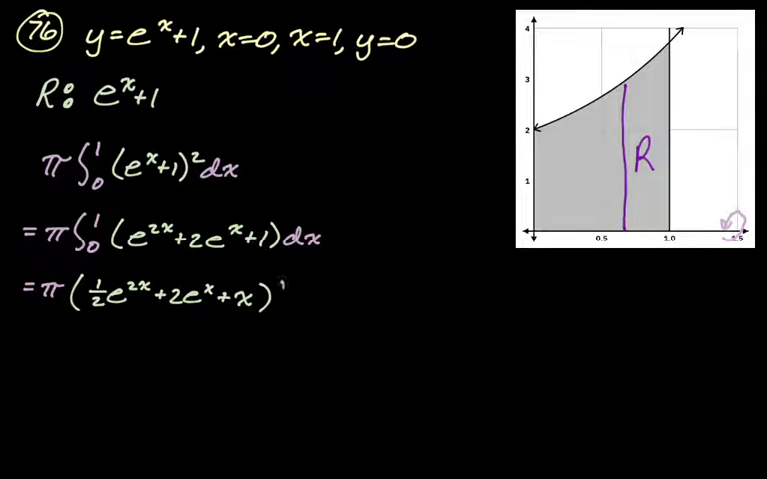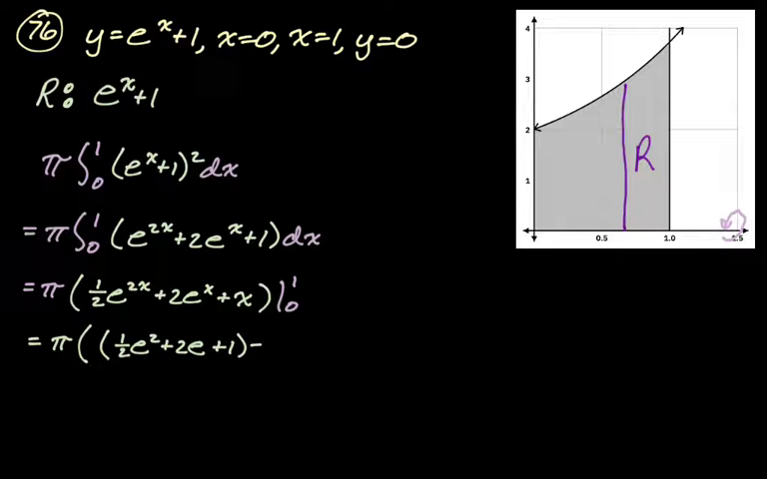Now we still need to evaluate this from 0 to 1, and you have to be really careful because e to the 0 is not 0. People tend to universally think when you plug in 0, you get 0. Not always the case. So it'll be pi. When we plug in 1, we get 1/2 e squared plus 2e plus 1, which is not nice looking, but it is what you get.